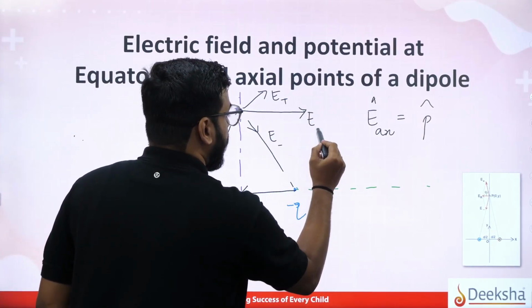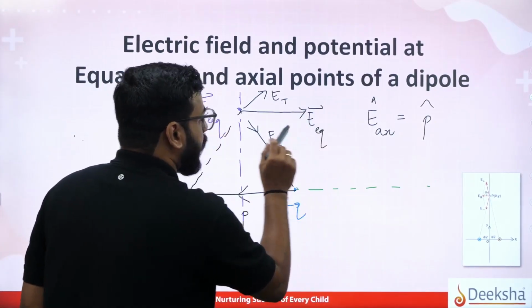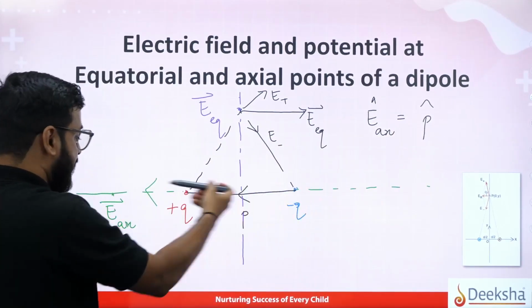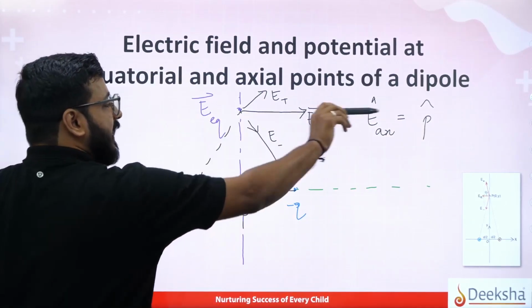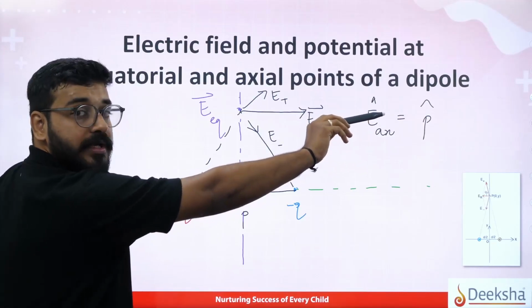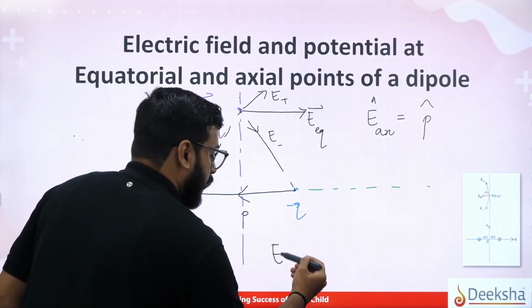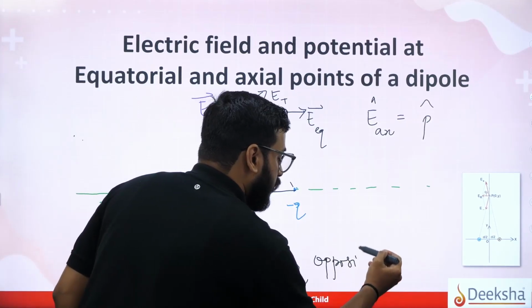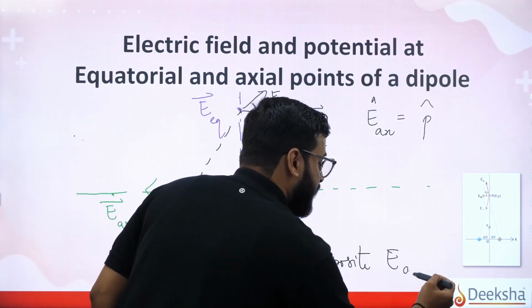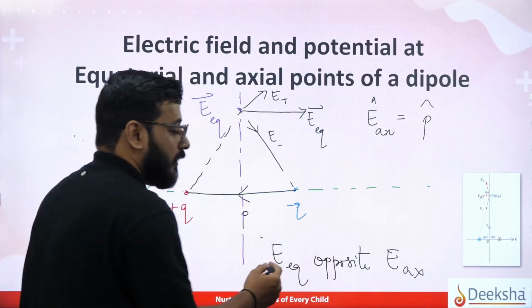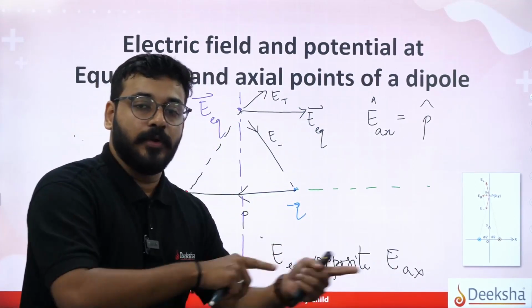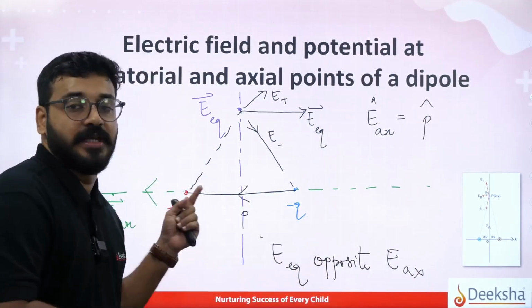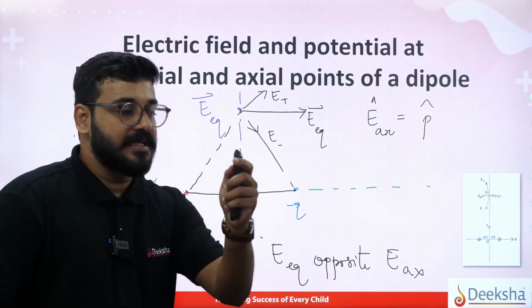So this is E equatorial, and now you see E equatorial is in this direction, E axial is in this direction. So E equatorial is always opposite to E axial. This is a very important thing to keep in mind: the net equatorial field is opposite to the net axial field. So keep this in mind, and let's see the next problem.